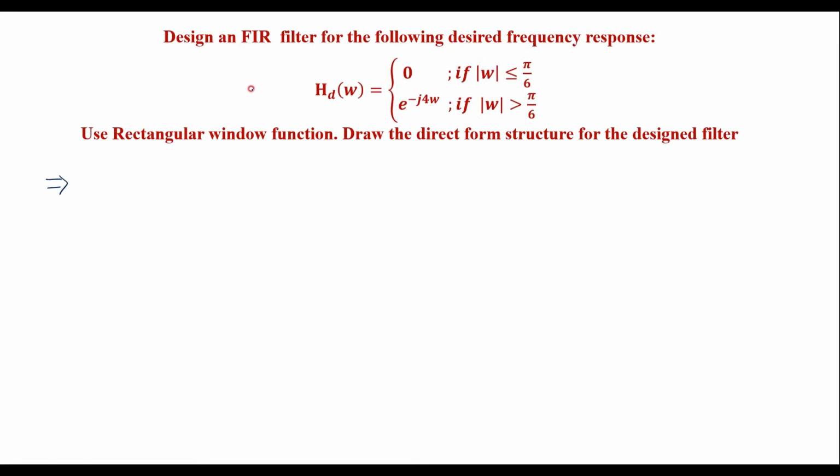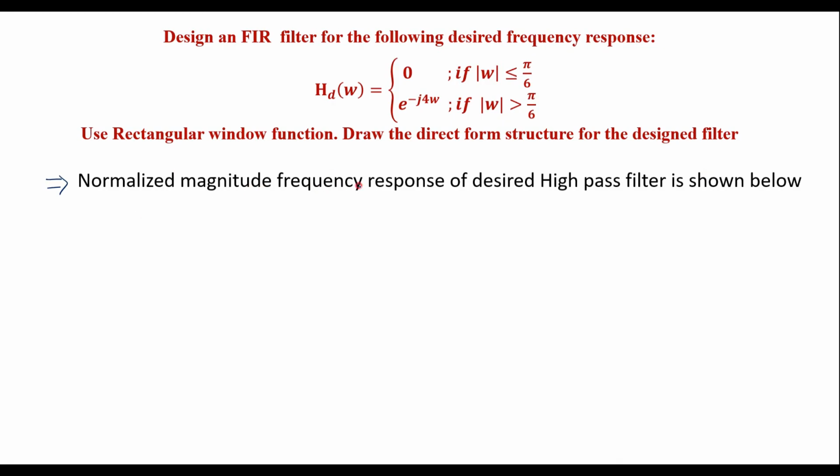In this video, I will consider one example on design of FIR filter using rectangular window. Design an FIR filter with the following desired frequency response. Here the frequency response of the desired filter is given, that is HD of omega. Use rectangular window function. Draw the direct form structure for the designed filter.